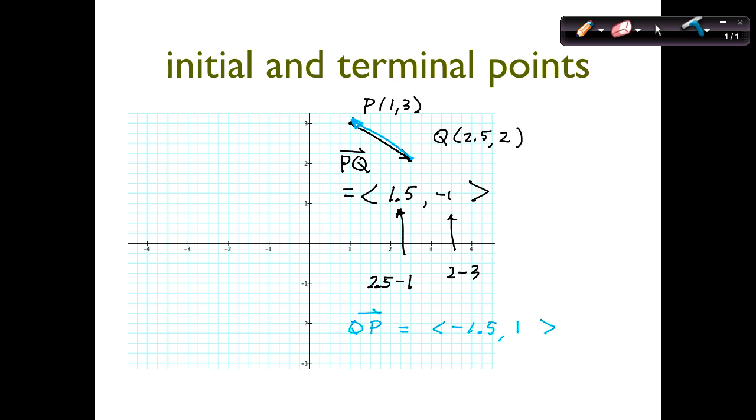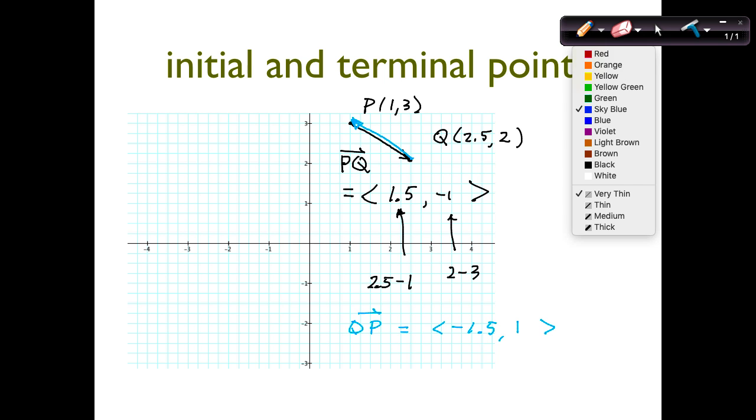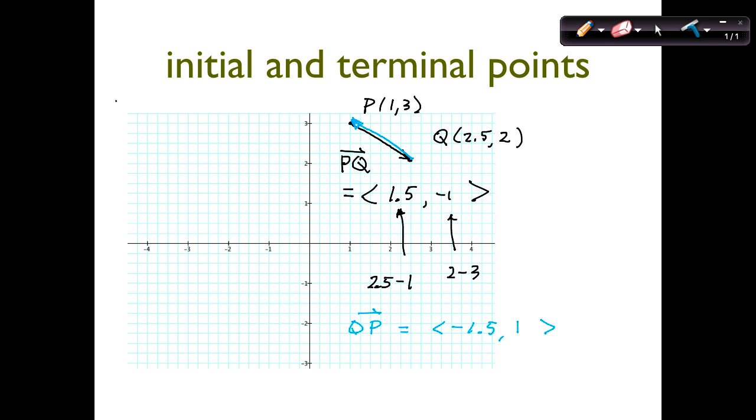Okay, so one thing we haven't mentioned is vectors can be placed in what's called standard position, or position vectors. It's where you take any vector and you put its tail at the origin. So I want to show QP as a position vector.